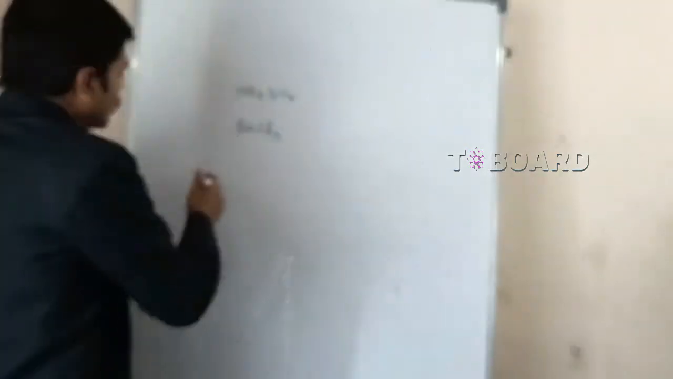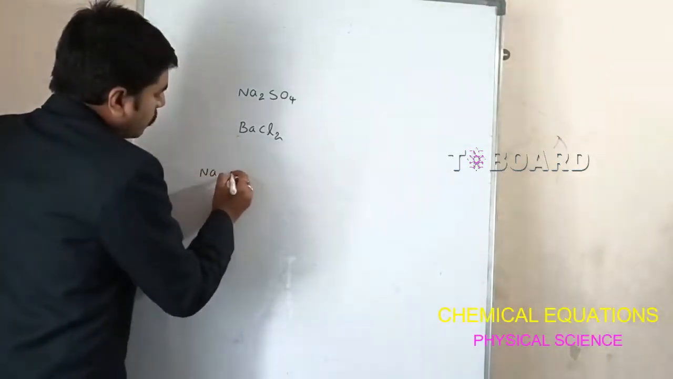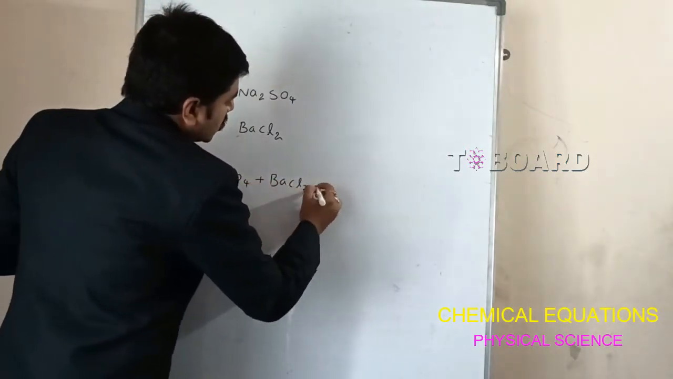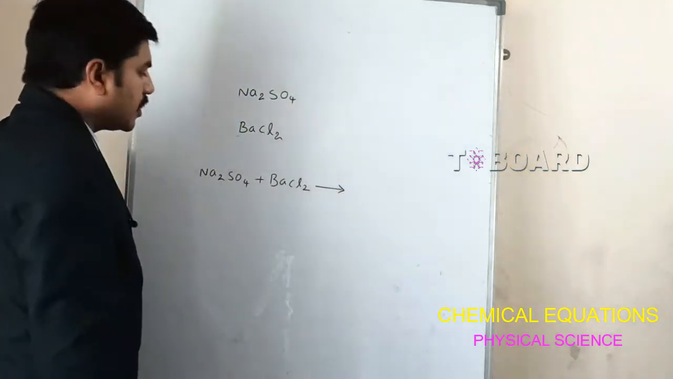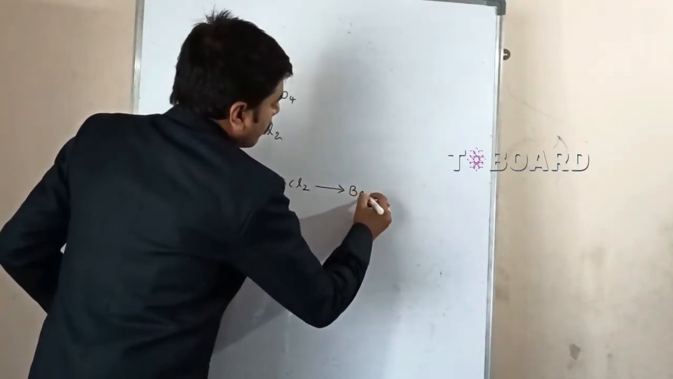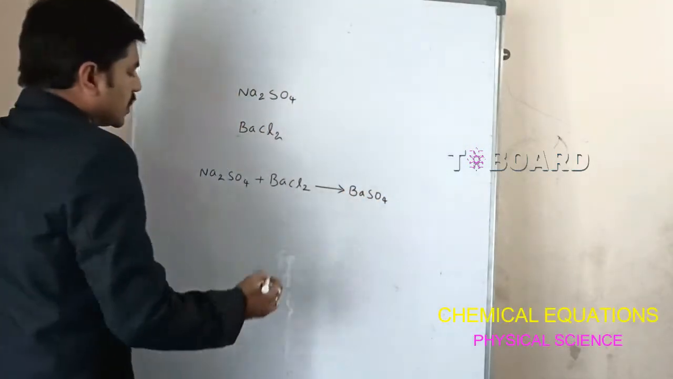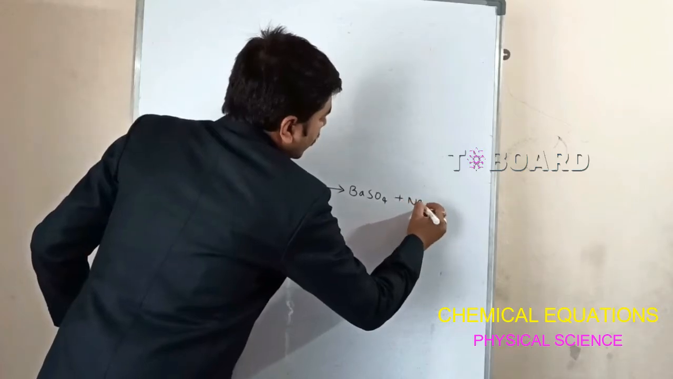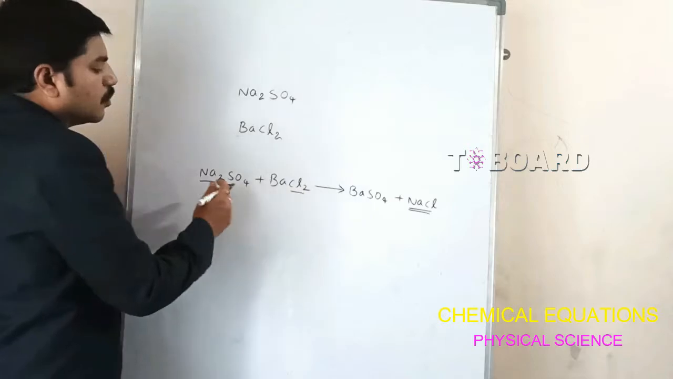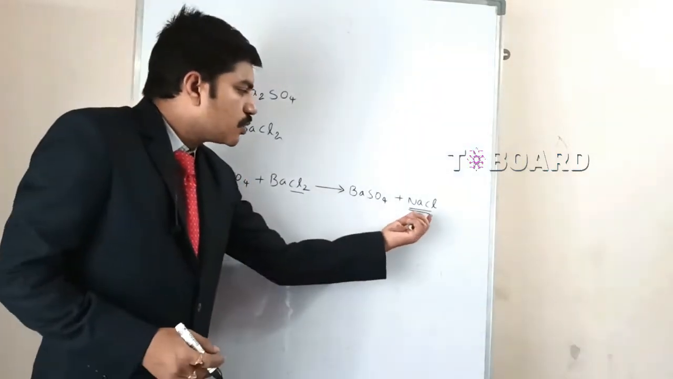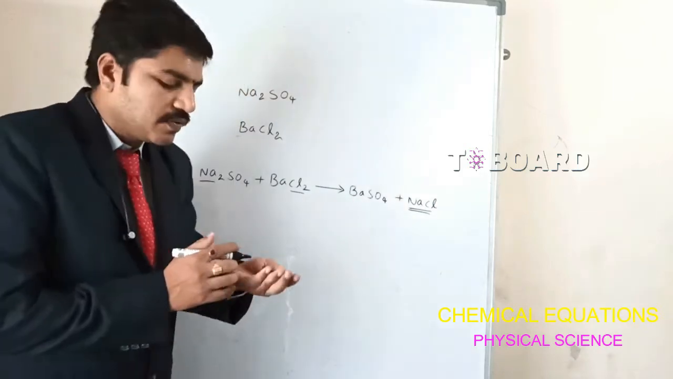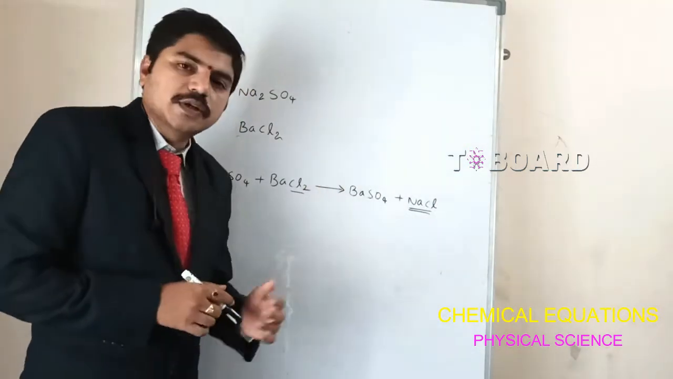Na2SO4 is mixing with BaCl2. What does that mean? It will become barium sulfate and sodium chloride. Na and Cl both come together as sodium chloride, and barium sulfate is formed. So this kind of chemical reaction takes place here.